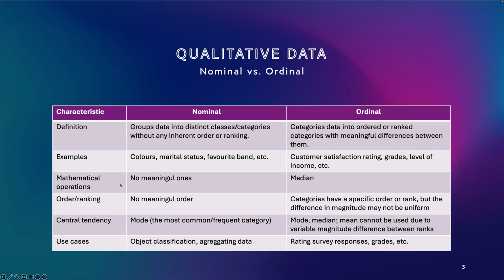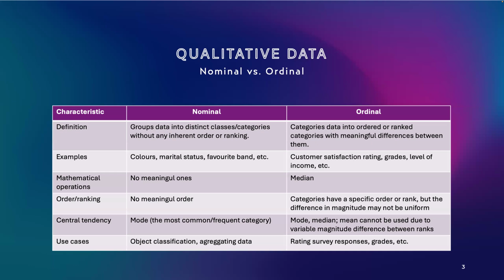By definition, nominal data usually groups into distinct categories without any inherent order or ranking. So an example here are colors, marital status, favorite band, and so on. Ordinal data categorizes data into ordered or ranked categories with meaningful differences between them. So here we can look at customer satisfaction rating, grades of a student, level of income. For instance, we can have low, medium, high level of income, and so on.